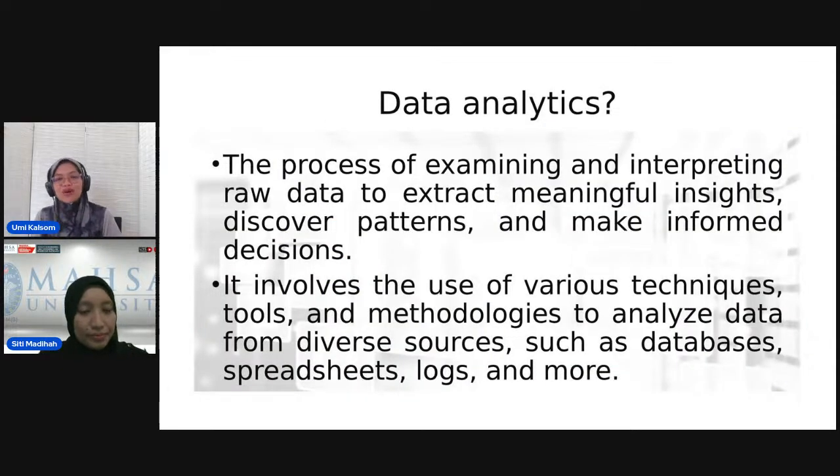So what is data analytics? Data analytics is the process of examining and interpreting raw data to extract meaningful insight, to discover patterns and make informed decisions. It involves the use of various techniques, tools and methodology to analyze data. And all this data is coming from diverse sources, such as databases, spreadsheets, logs, and more.